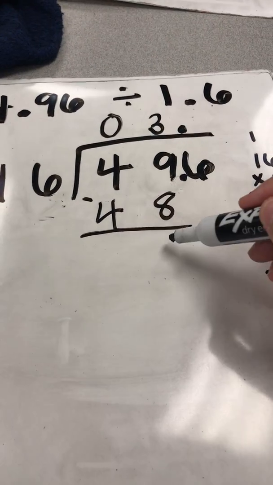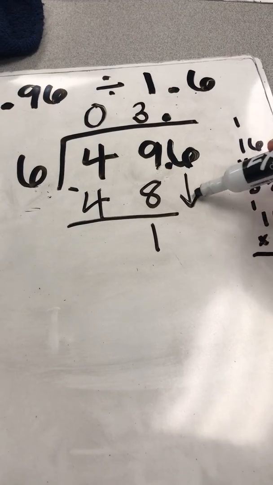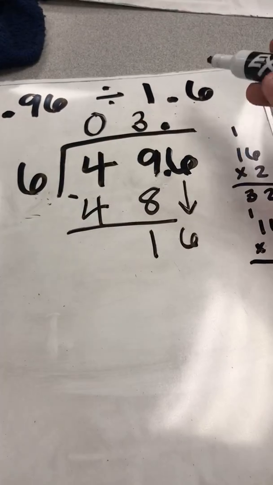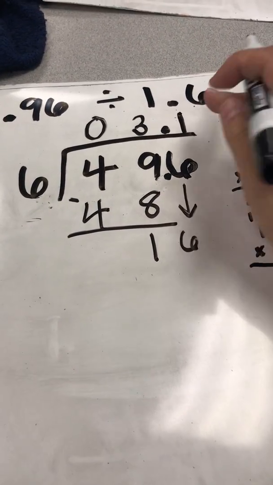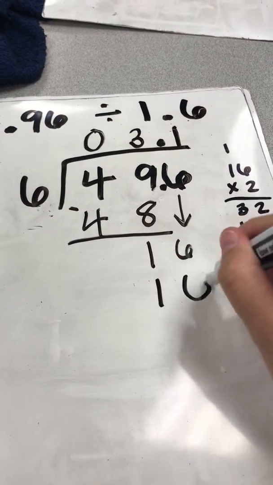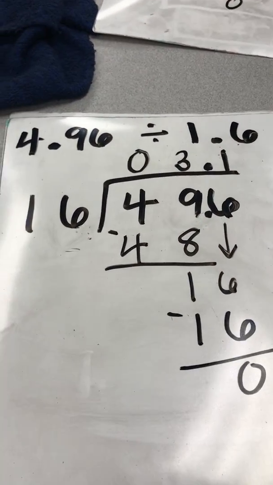We're going to subtract. We have 1. We're going to bring down our 6. 16 goes into 16 one time. 1 times 16 is 16. And we have nothing left over.